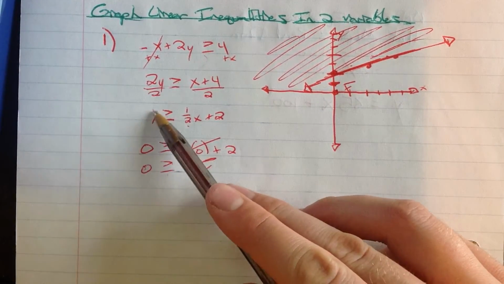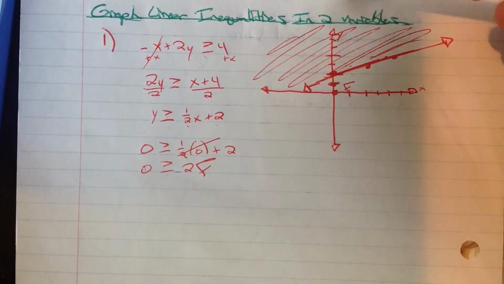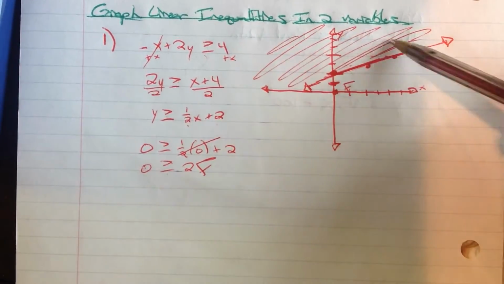Think about this. If I want y values that are bigger than this line, I want y values above this line. So we would be shading above it anyway.